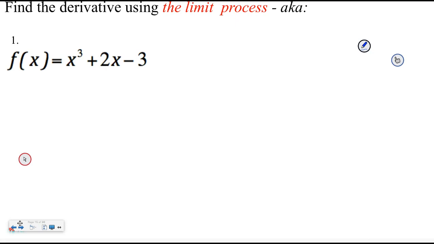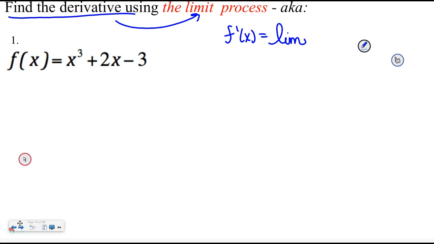So we'll start this one, but not finish. This says find the derivative using the limit process. You'll notice I'm not saying at a specific point. So what that means for this one is that my derivative will be found by taking the limit, not as x approaches like 4, but as that change h approaches 0 of f of x plus h minus f of x all over h.